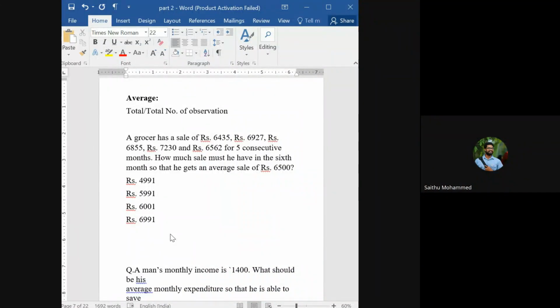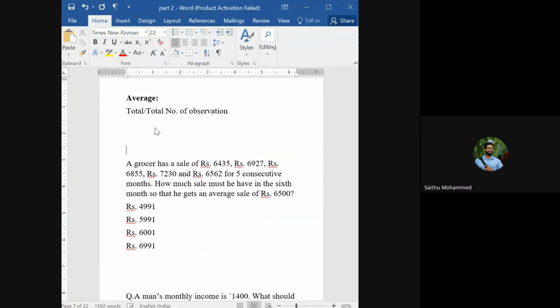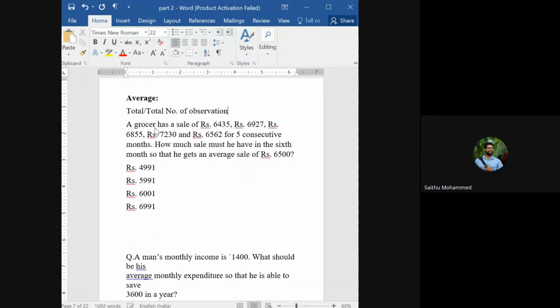All these things are very common, right? You will know that from your school days itself, you would have learned how to calculate the average. It's nothing but the total by total number of observations. That is what simply average is. So, not wasting much time on that, we will just get into the question.